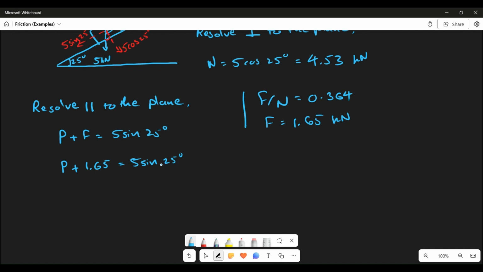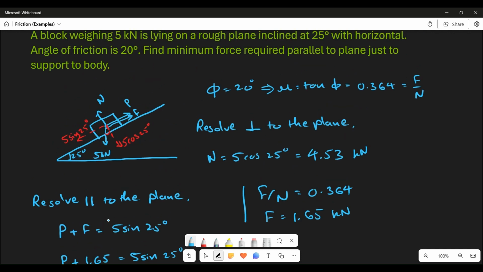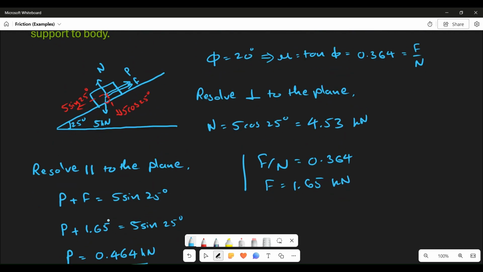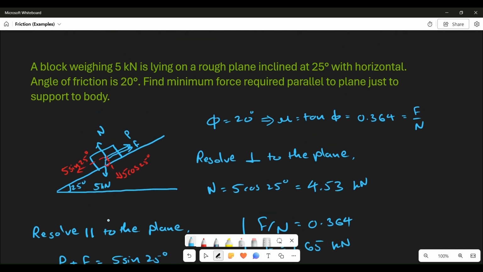Now take this on the other side and subtract from 5 sine 25 degree. You simply get P is equal to 0.464 kilonewton. That is your answer. P is equal to 0.464 kilonewton. Okay, so in this example, our surface was inclined, block was intending to move downwards, and we were just supporting it from falling down. So P and F both were in same direction. Okay, this is the other variety.